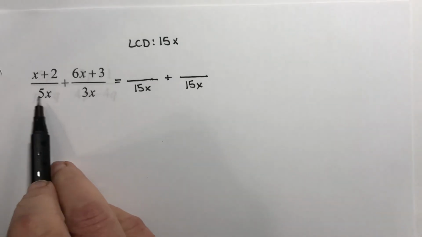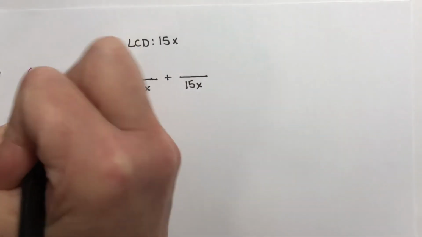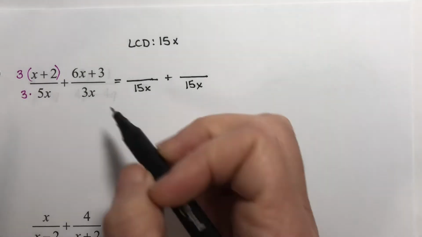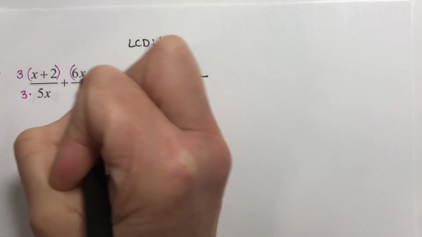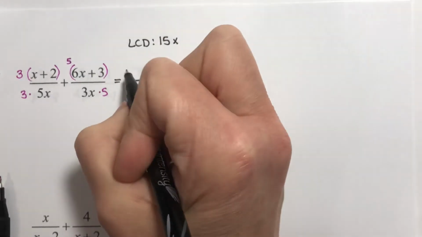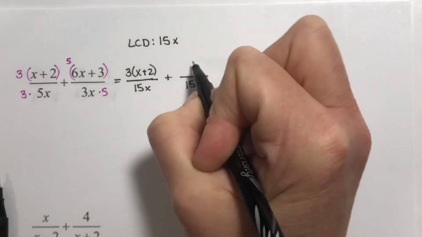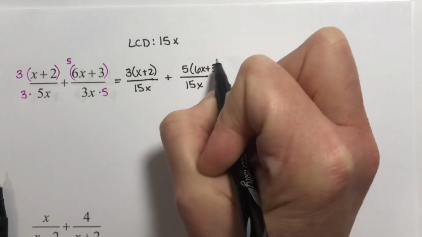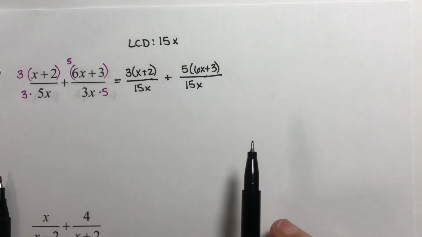To go from this denominator to this one, I multiplied by a 3, so I need to multiply this entire numerator by a 3 as well. Here to here, I multiplied by a 5, so I'm going to need to put this in parentheses and multiply it by a 5 as well. So before I distribute, I have this. Okay, I need to extend my fraction bar. You always want to make sure it's long enough.